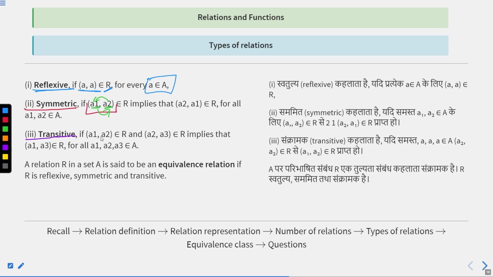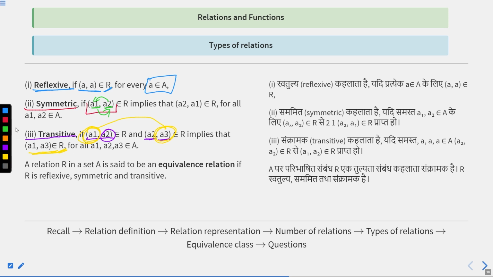Whenever A1, A2 belongs to the relation R, and there is another pair which starts from A2, as you can see, and ends up with another element, say A3, then this A1 and A3 pair, as you can see over here, belongs to R, then what you can say? You can say that my relation is transitive.